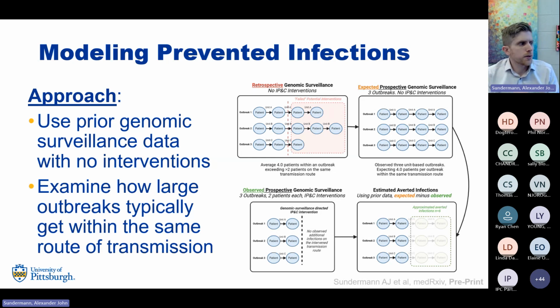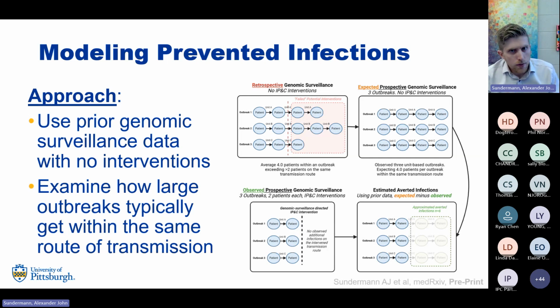So what we did, starting in the top left-hand corner there, is we said, how big does a unit outbreak, the same unit, typically get using our retrospective data without interventions? So you say you have 2 patients, we would detect the outbreak on the same unit, and it usually gets 2 more patients, 3 more patients, another patient.